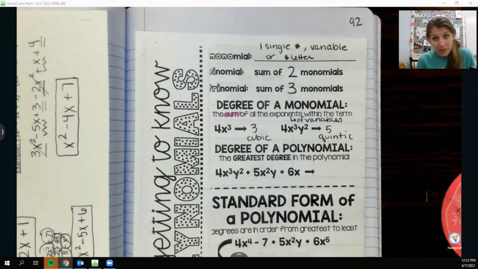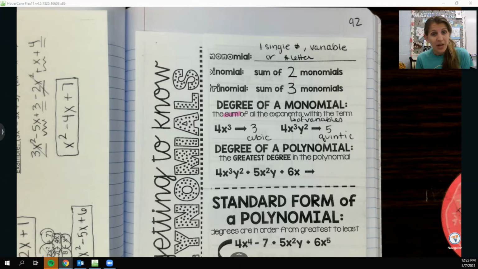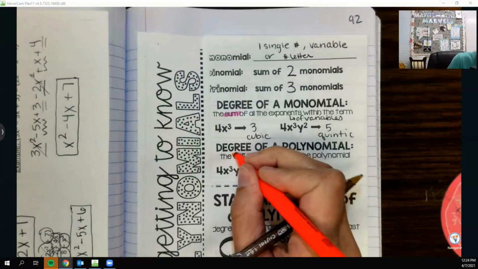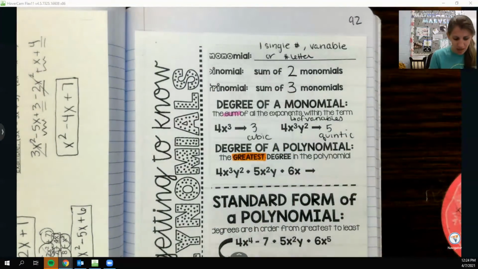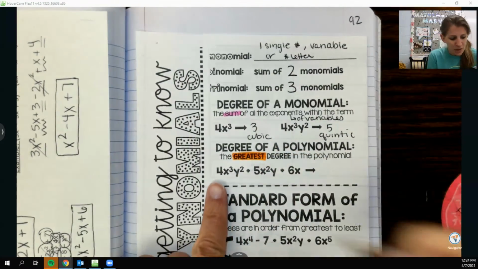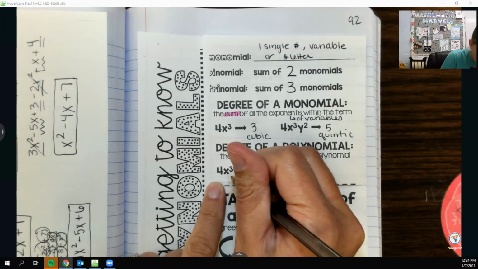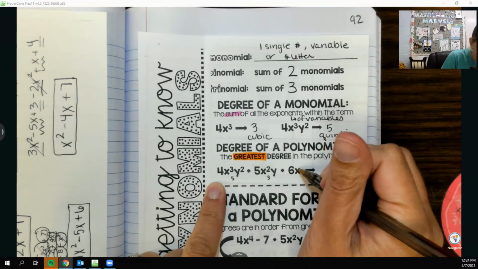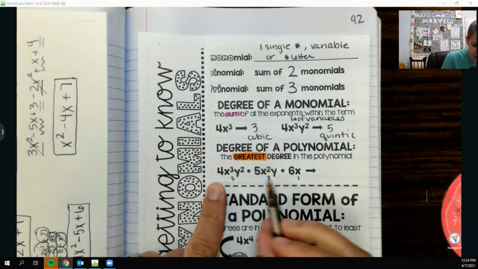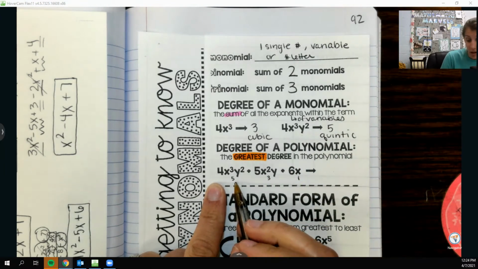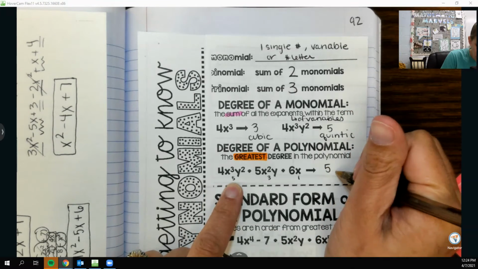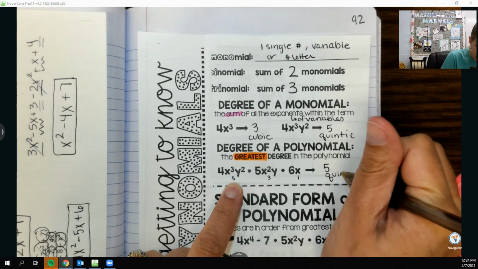But when I have a polynomial, or more than one monomial, I just take the largest. So I don't do the sum of all, I just take the greatest. So this one here has a degree of 5, this one here has a degree of 3, and this one here has a degree of 1. So the degree overall is 5, because that is the biggest, or again, quintic.